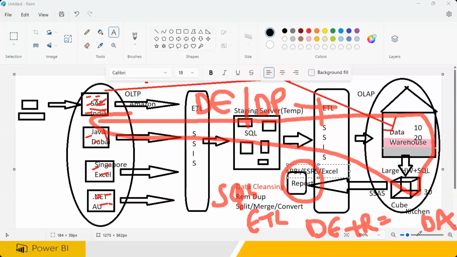You need to show the data not in the same manner. You get the raw data, clean the data, store the data in the data warehouse, then you process the data with the help of a cube, then you create reports. Report can be with Tableau, Power BI, SSRS, or anything you can use. So this is how you need to understand.